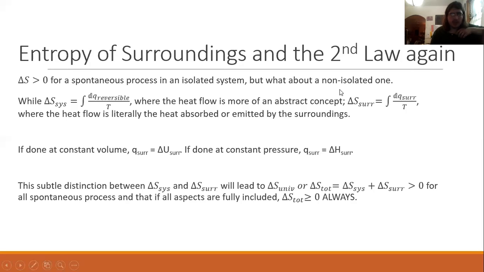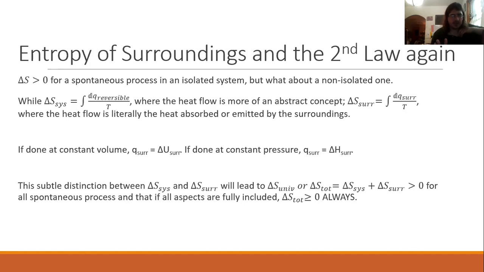So we previously stated that entropy is always greater than 0 for a spontaneous process in an isolated system. But what about for a non-isolated one? Just considering the system, dS is always the integral of dQ reversible over T. Heat flow is more of an abstract concept. And the change in S surroundings is equal to the integral of Q surroundings over the temperature of the surroundings. Heat flow is literally the heat absorbed or emitted by the surroundings. That's something we can directly measure.